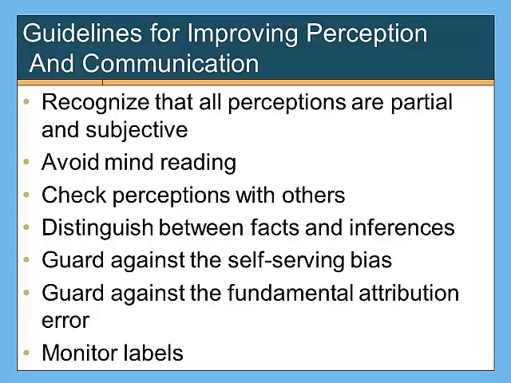Next, make sure we're guarding against the self-serving bias. Make sure we're also guarding against the fundamental attribution error. We need to monitor labels. Okay, so let's talk about this for a minute. In giving names to our perceptions, we clarify them to ourselves. But sometimes we label our perceptions in a way that creates new problems.